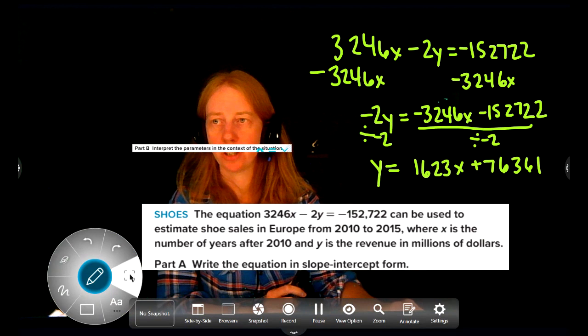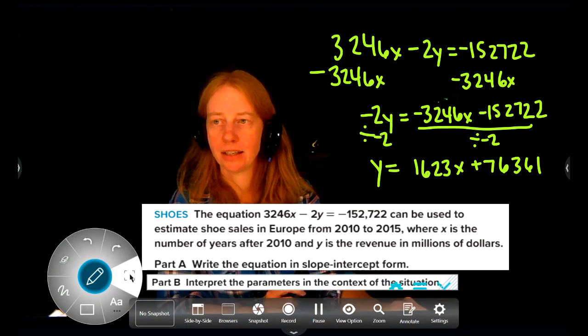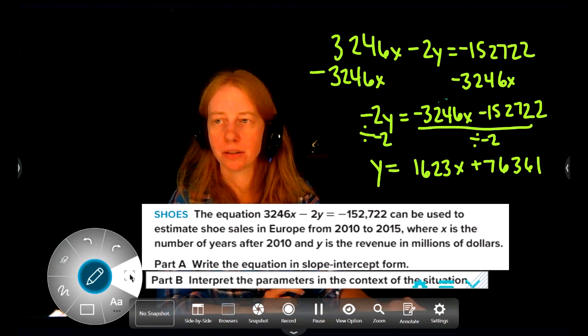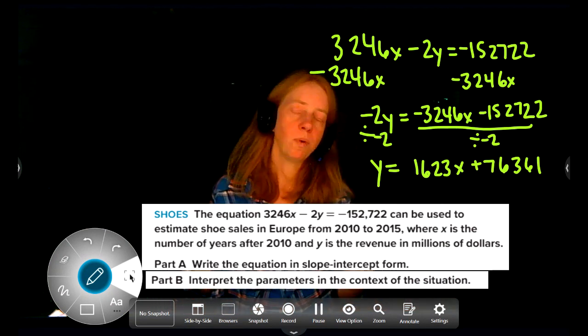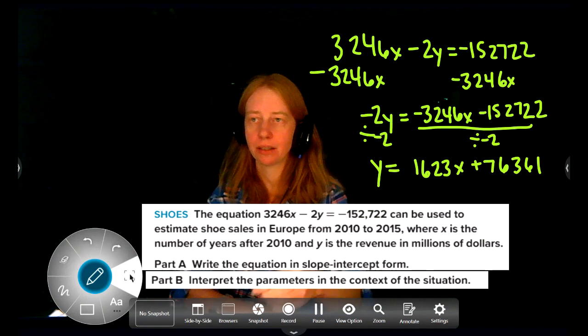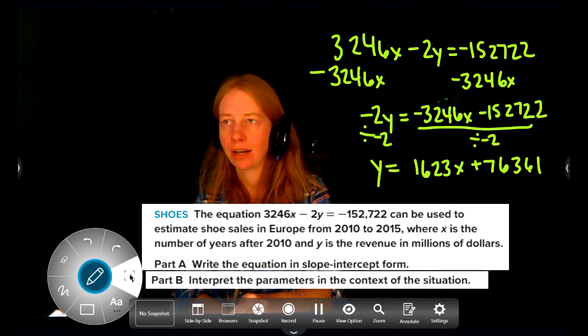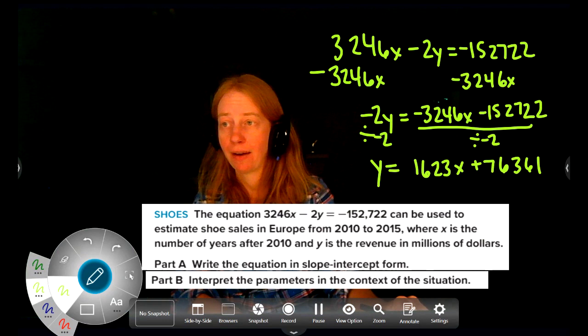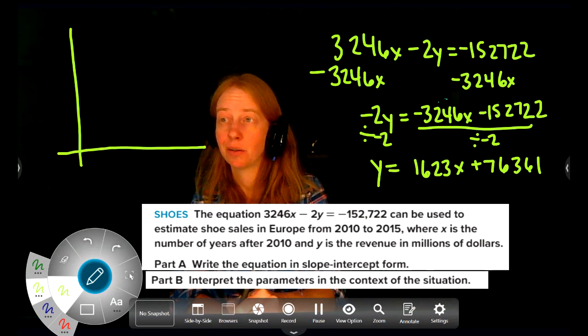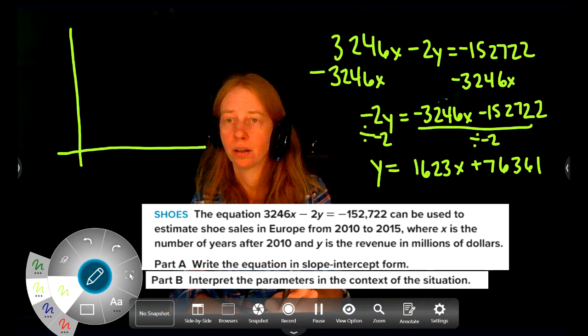Okay, let's see what the second part of this question is. It says, part B, interpret the parameters in the context of the situation. All right, so what does that mean? That means what exactly are we even looking at? So let's draw ourselves a graph and think about what's happening. So we know that it's going to be an XY graph because it kind of told us we have an X and a Y. So here we go, an X and a Y. I said that backwards. This is the Y, this is the X.